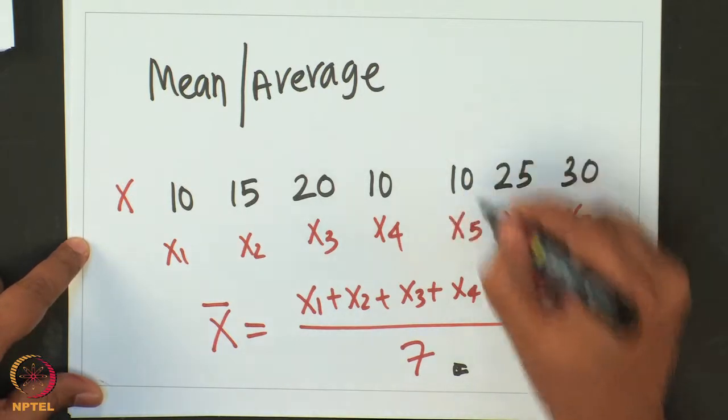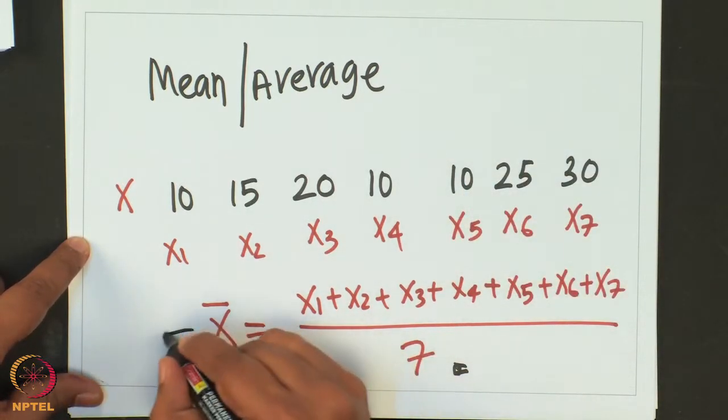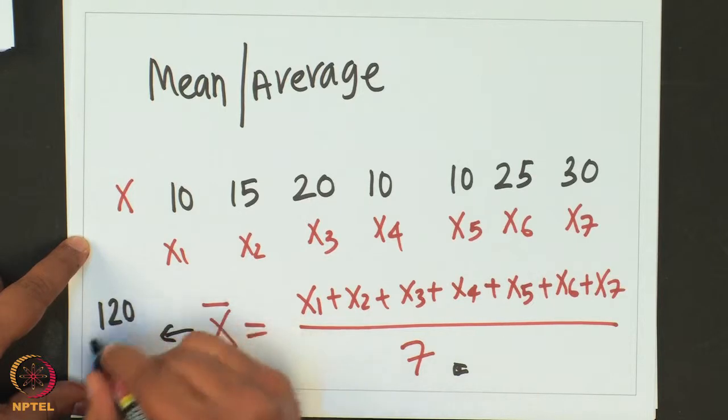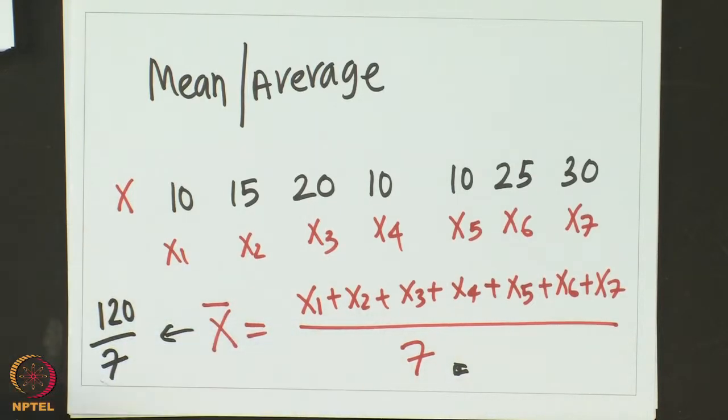So if I do this for these numbers, I would get 120 divided by 7, which is just below 20. So this is some number below 20, something between 15 and 20, and this is the mean of all these numbers. So when do we use mean? We would use mean when we have to convey the meaning of a data set, but we could only use one number. Then that is the simplest way of conveying something.